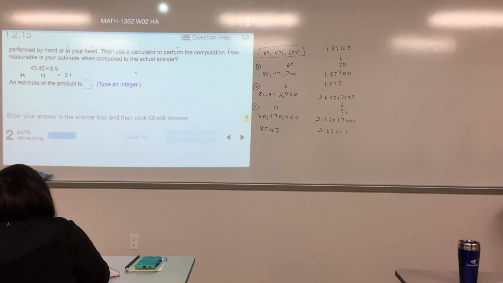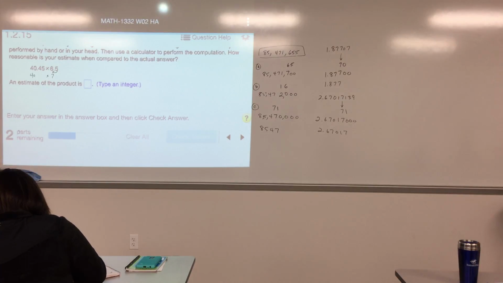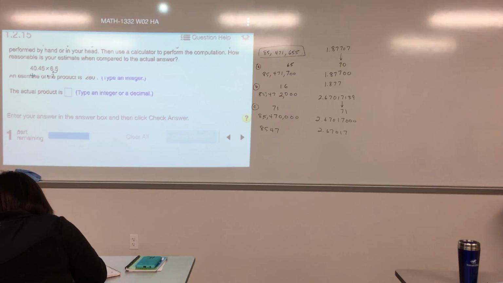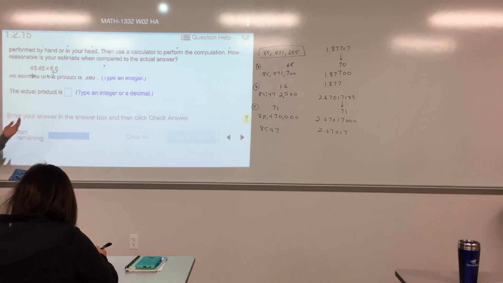Same thing, estimate. What would you estimate that to be? 40 times 7, because that 5 would round up to 6. Does that make sense, guys? Which is 280. If you didn't know that, no big deal. You could have typed that in and figured it out. And I am not going to go through multiplication because I know that you could ultimately just plug it in your calculator. Got it? Okay?